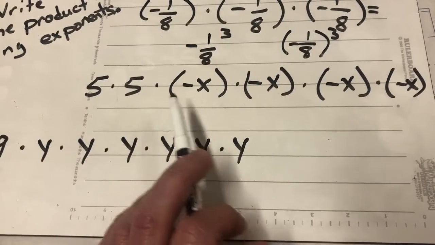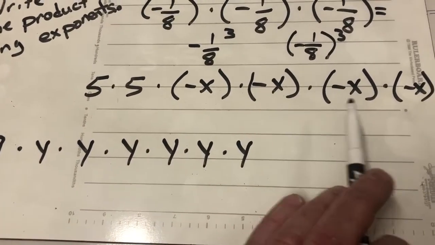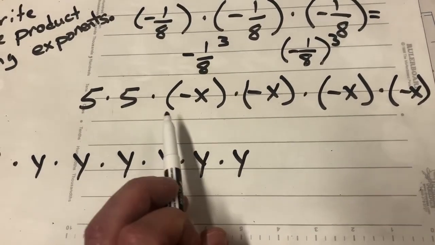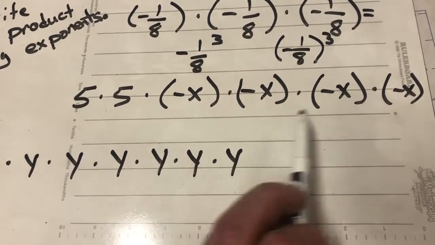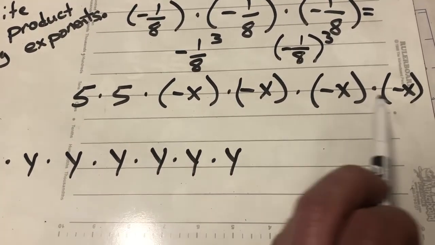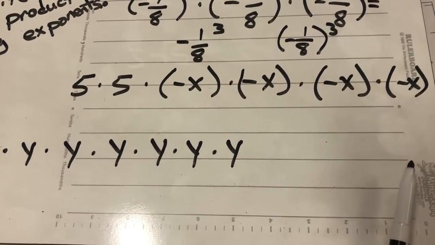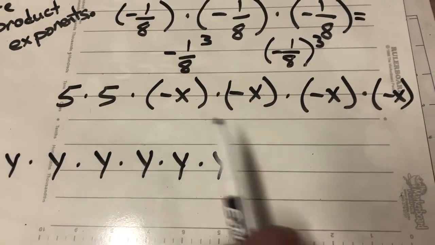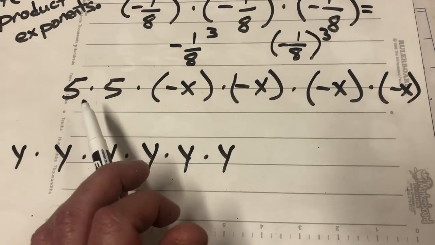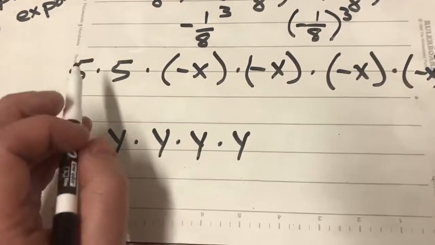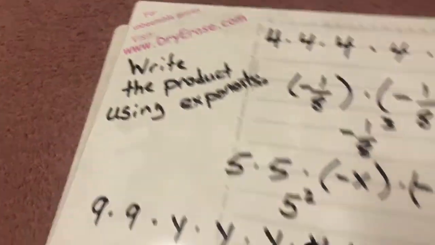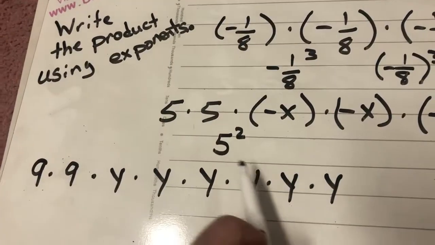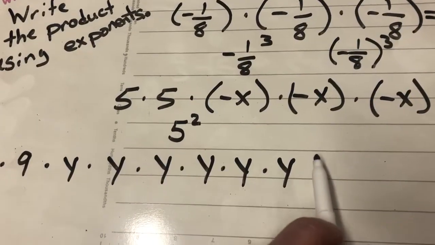5 times 5 times negative x times negative x times negative x times negative x. Once again, we have all of these negative x's, okay, in parentheses, okay? And we also have 5 times 5. Well, first of all, with exponents, 5 times 5, even though we know that's 25, the directions tell us we have to write it using exponents. So we're not going to write 25. We're going to write 5 to the power of 2.